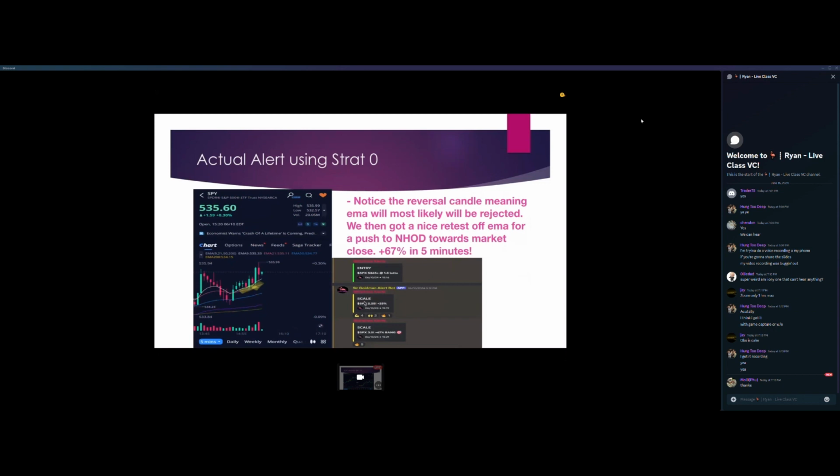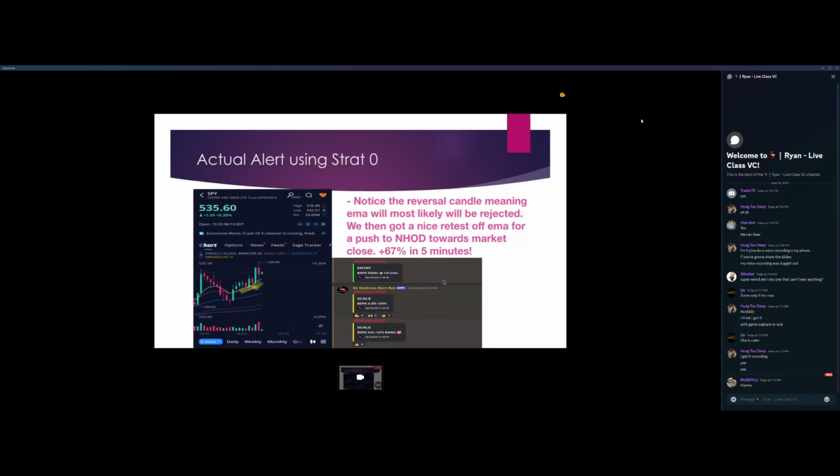And noticing by the reactions, most of you guys probably caught it because usually when I see more than one reaction, it's pretty easy to catch. So we got in at 1.8. It is a lotto because it is 3 p.m. Any trade in the last hour with 0 DTE, most likely it's going to be a lotto because this can dump real fast. This can go up real fast, as you guys can see. We get the retest. This is a Strat 0 play.